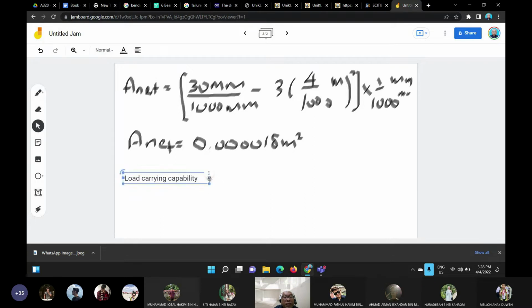Load carrying capability. The ultimate tensile strength, today we're using aluminum alloy 2024-T3, is 400 mega Pascal.